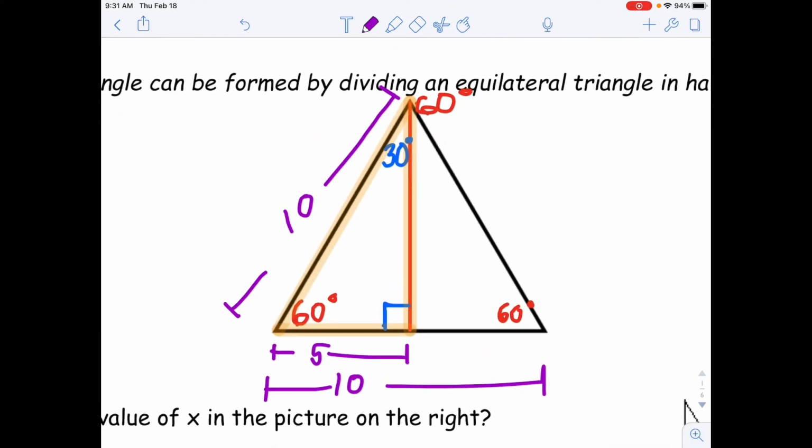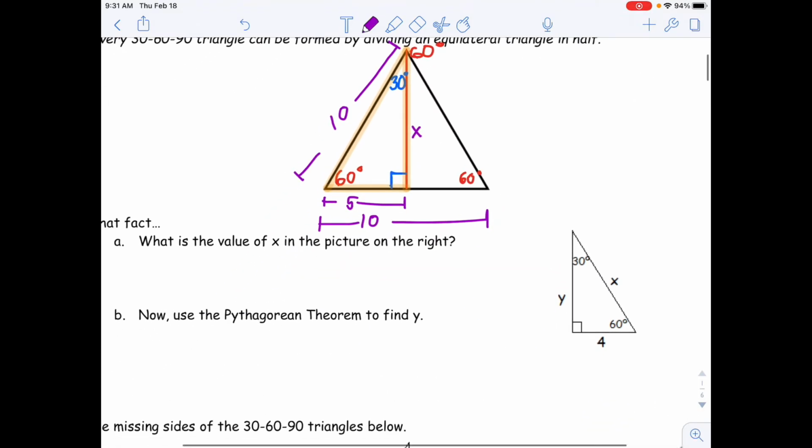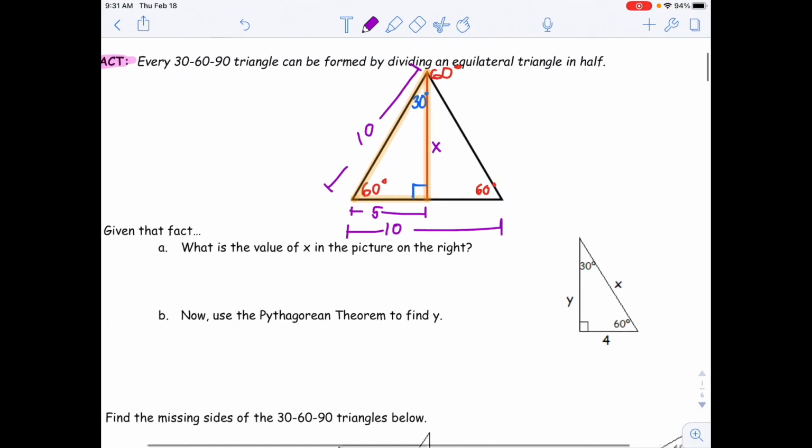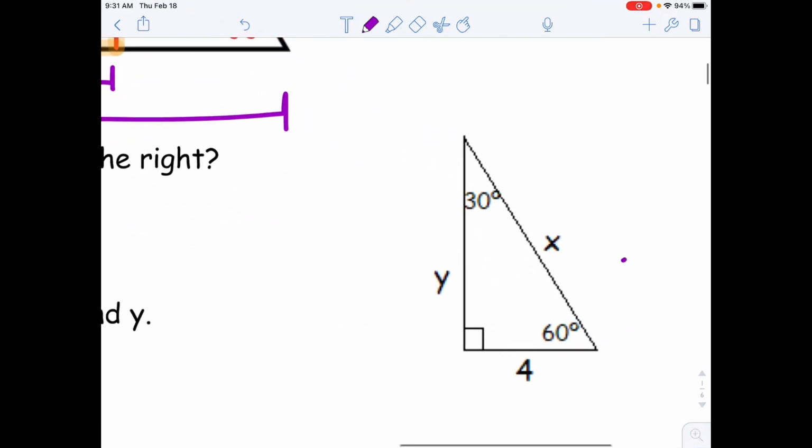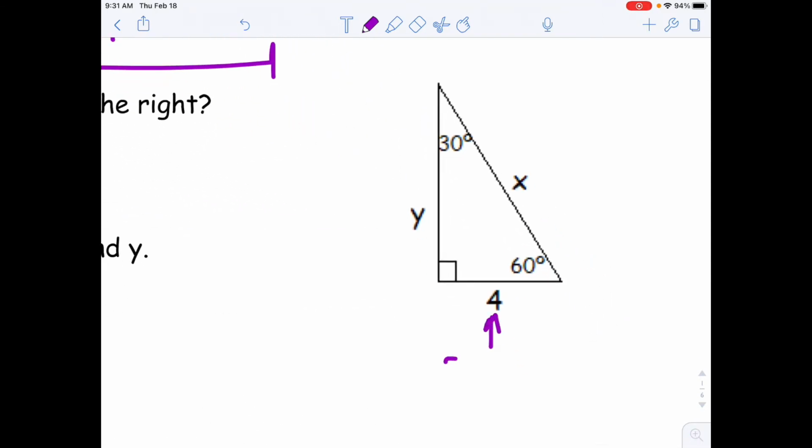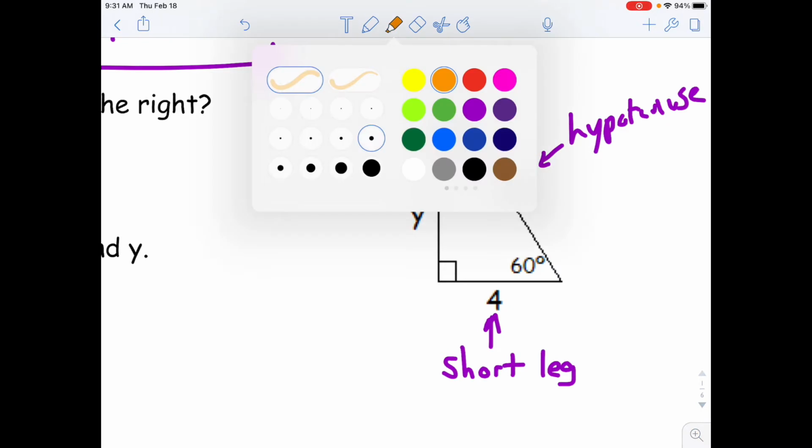And then if we wanted to find this side, I'll call this x for fun. We're going to use the Pythagorean theorem to solve for x, but that's what we're going to do moving forward, not right now. So here, given this fact, what is the value of x on the picture on the right? So right now we have the short leg. x is the hypotenuse. So we have the short leg, we have the hypotenuse.